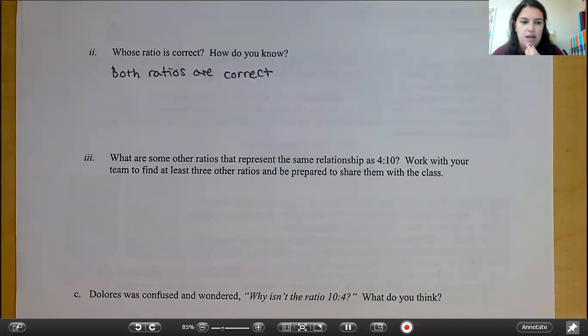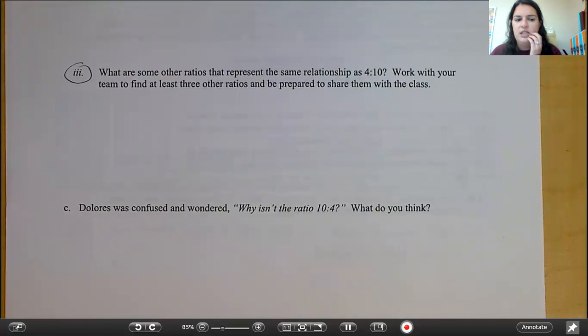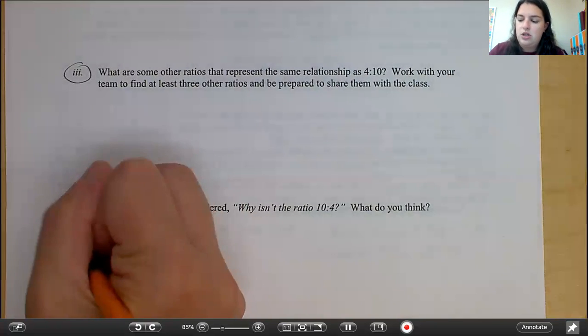Part 3 says, what are some other ratios that represent the same relationship as 4 to 10? Work with your team to find at least 3 other ratios and be prepared to share them with the class. So go ahead and pause the video and answer part 3. Okay, if you're back with me, we're going to save that part and talk about it in class. Part C says, Dolores was confused and wondered, why isn't the ratio 10:4? What do you think? Go ahead and pause the video. Okay, if you're back with me, that means you've answered this, and we're going to have that discussion in class, so we're going to save it.